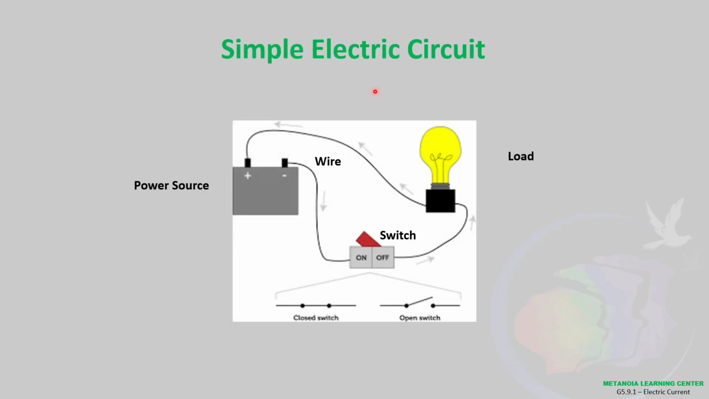Simple electric circuit. So we have your power source, your battery, yung wire natin, yung switch. Sa diagram kasi usually, if you're going to draw a diagram, this is the basic illustration of a closed switch and an open switch. We also have the load. Okay, so yan yung mga simple basic circuit, yung 4 components na yan, which are the power source, switch, load, and wire. These are the basic components of a simple electric circuit.